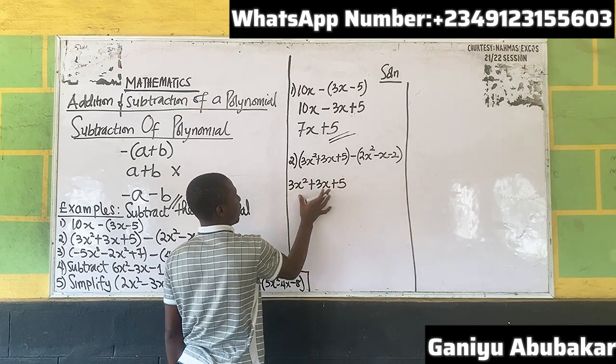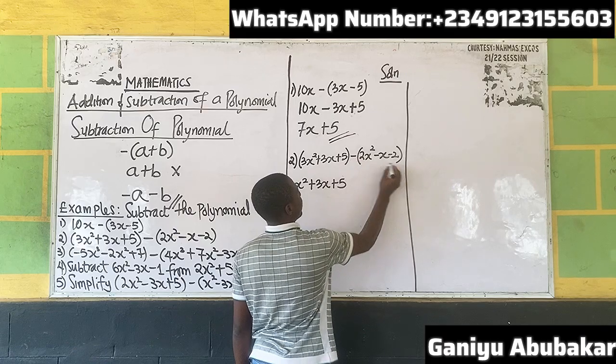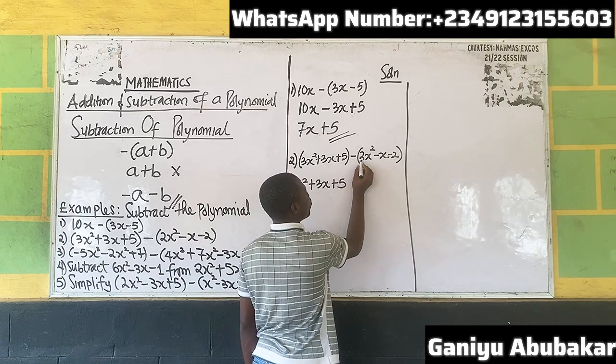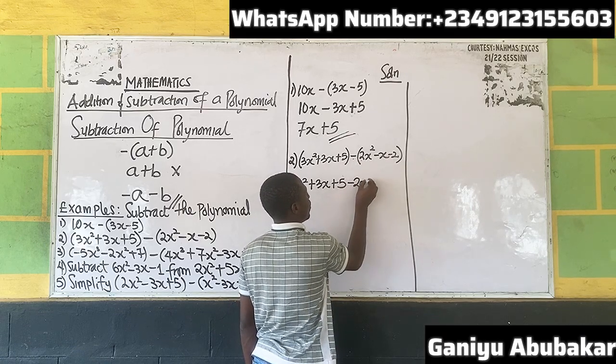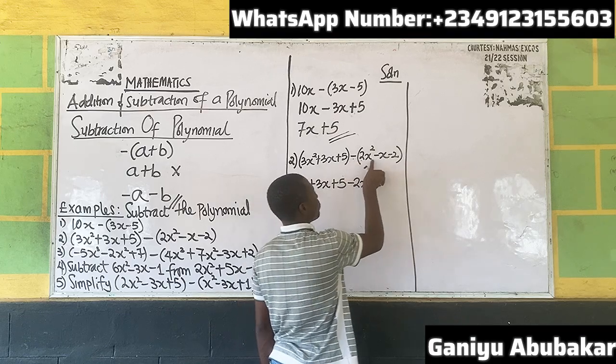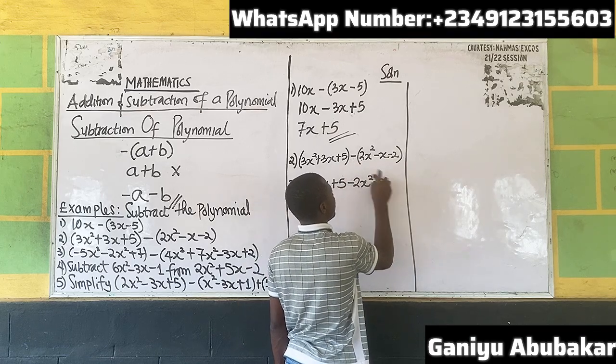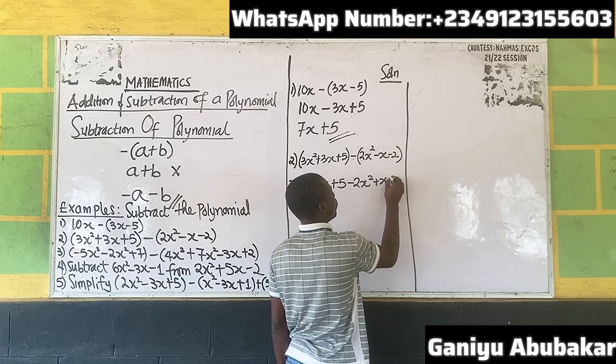We open the bracket, I have this. Now, negative sign to expand this. Minus times 2x squared gives you minus 2x squared. Minus times minus x gives you plus x. Minus times minus 2, that gives you plus 2.